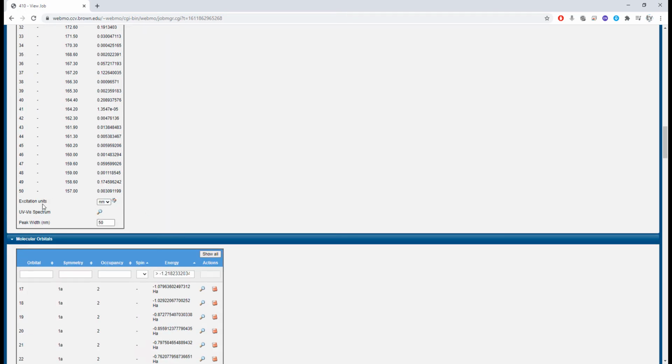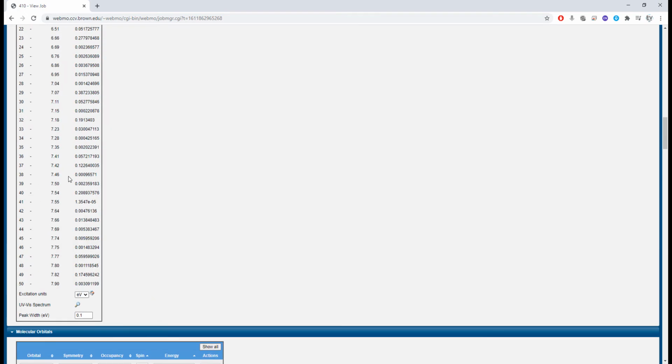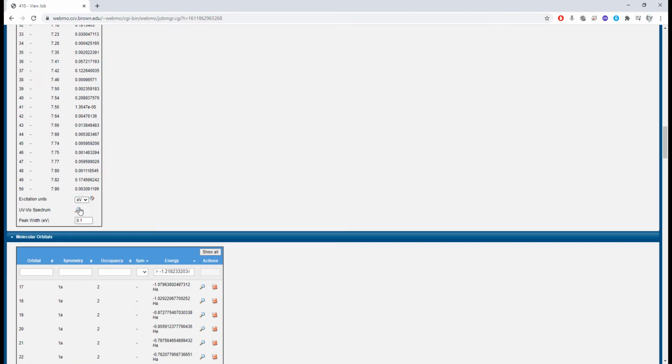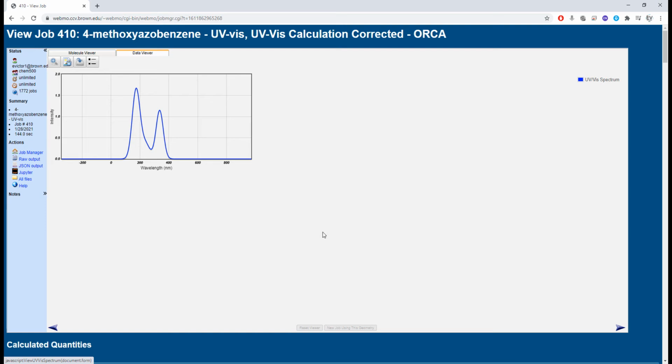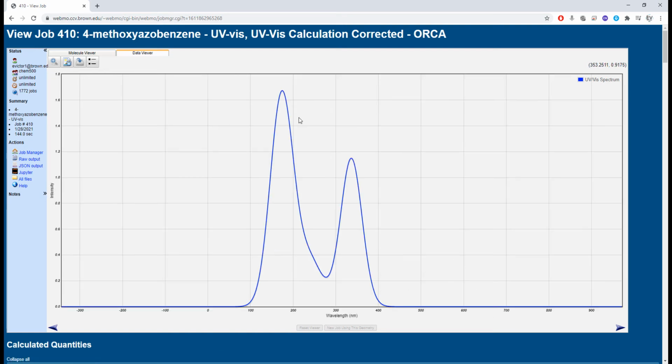You can change the units from nanometers into electron volts if you wanted to. It can give it to you in those values if you're more comfortable with that, but nanometers is probably the best thing that you would want to plot your spectrum with. And so then here we can plot our UV vis spectrum. And so we get our spectrum right here.